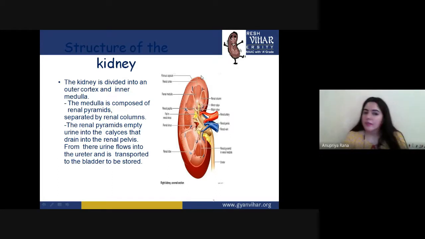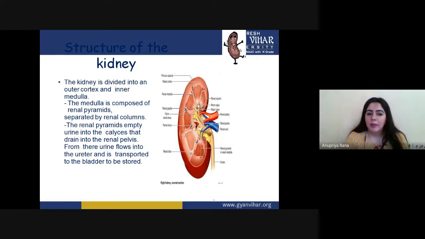So the medulla is composed of the renal pyramids. These renal pyramids are present inside the medulla, or you can say the medulla of the kidney is totally composed of these renal pyramids. These are separated by the renal column. So these are the renal columns. You can see this, these are the renal pyramids, and these are the renal columns. So they are just separated by these renal columns.